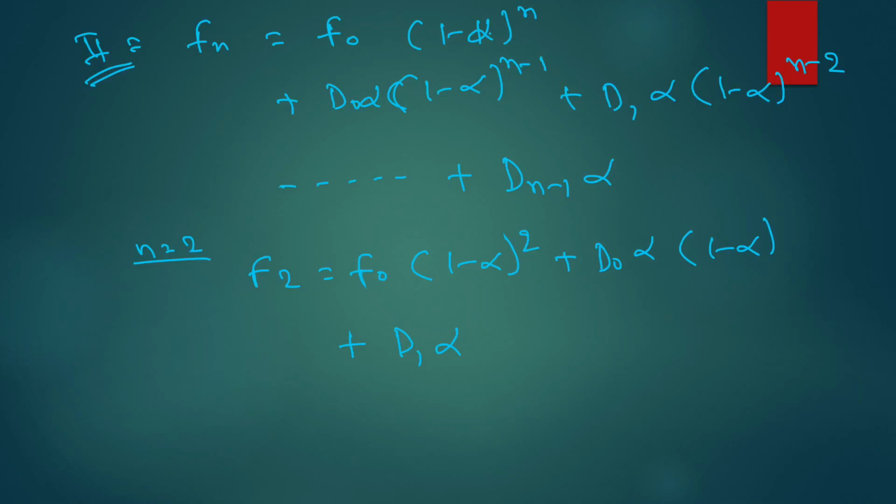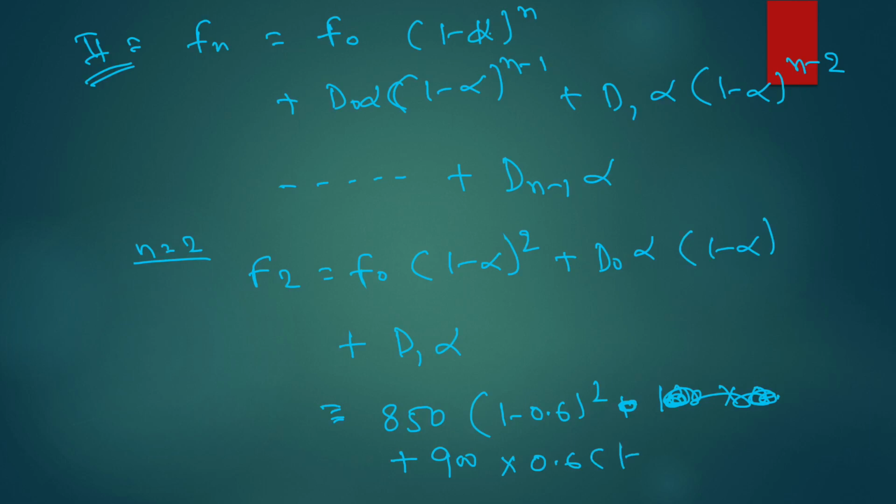So this much only. Directly you just put the values. F0 is 850 into (1 - 0.6)^2 plus D0 is 900 into alpha 0.6 into (1 - 0.6) plus 1030 for D1 and alpha is 0.6. If you solve this, you will get your answer, 970. This is your answer.